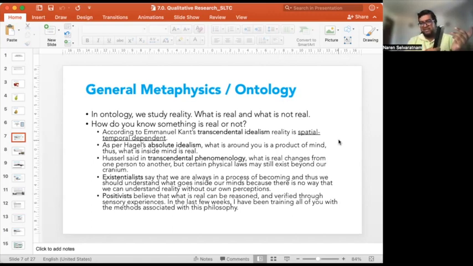It continues to stay, right? So everything that is real, that is physically present in front of me, is spatially and temporally dependent. If I need to know whether something is real or not, then I should be able to see it, right? If I see it, it is of course temporally dependent as well, because it exists through time. And Hegel, in his absolute idealism, which is another philosophy, says what is around you is a product of your mind.